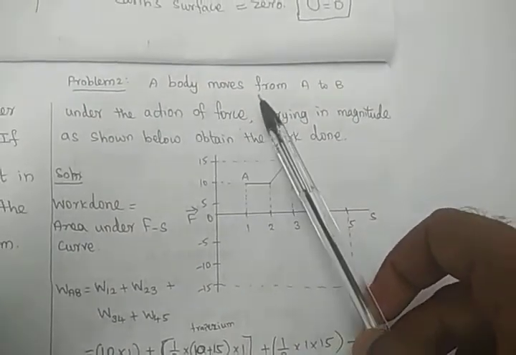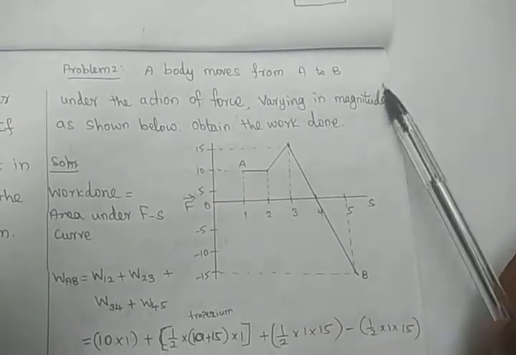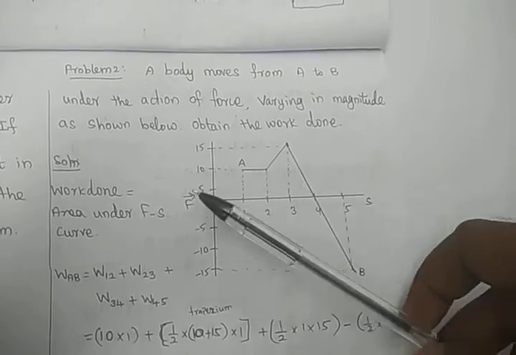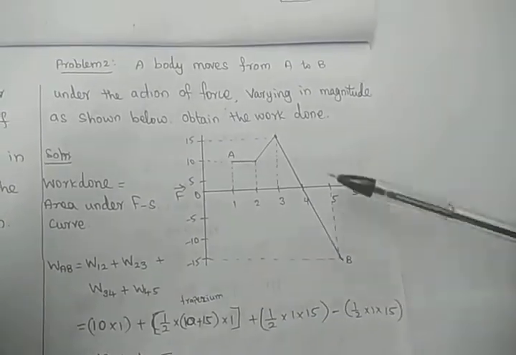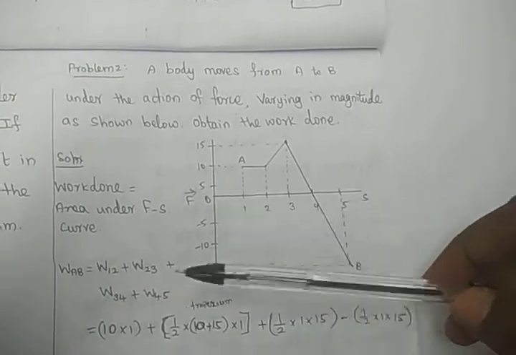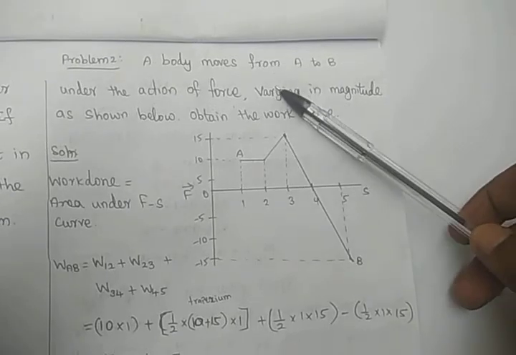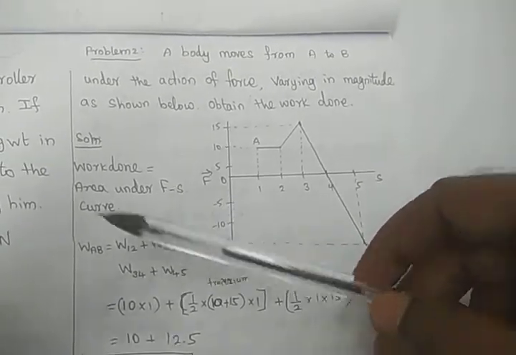A body moves from A to B under the action of a force varying in magnitude. The force is not a constant value. The y-axis is force and the x-axis is displacement. So the force is varying. It is not a constant force. So for a variable force, what is the work done? Yes, work done is equal to the area under the F-s curve.